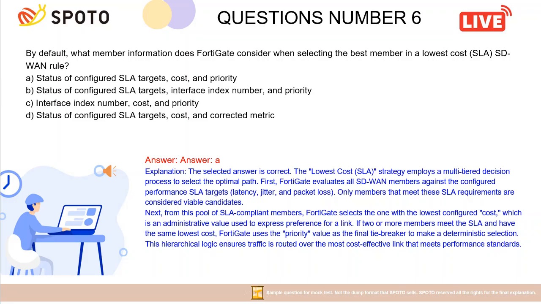If two or more members meet the SLA and have the same lowest cost, FortiGate uses the priority value as the final tiebreaker to make a deterministic selection. This hierarchical logic ensures traffic is routed over the most cost-effective link that meets performance standards.